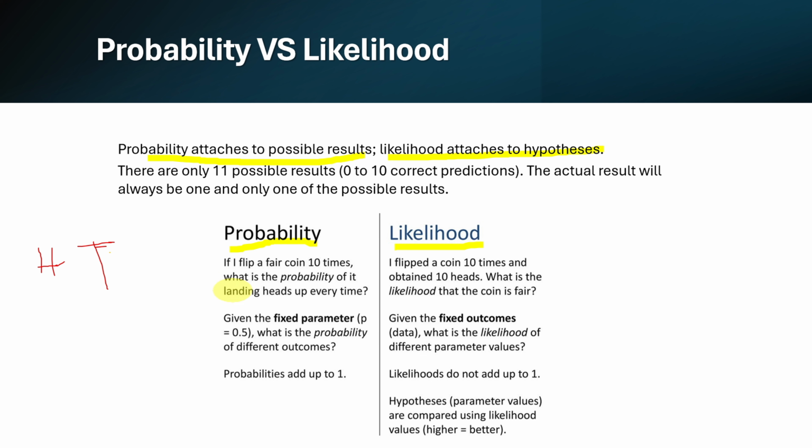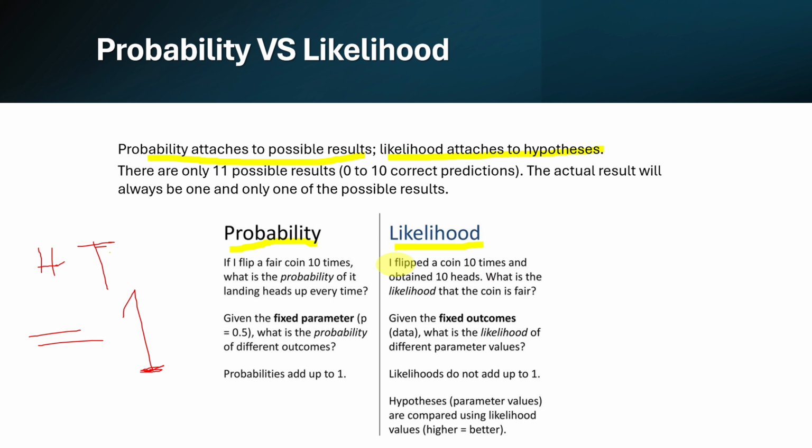In this, it's asking if you flip 10 times, how many times you can get head. You can get 10 times head. You can get 10 times tail. Probabilities add up to 1. The sum of all probabilities is always equal to 1.